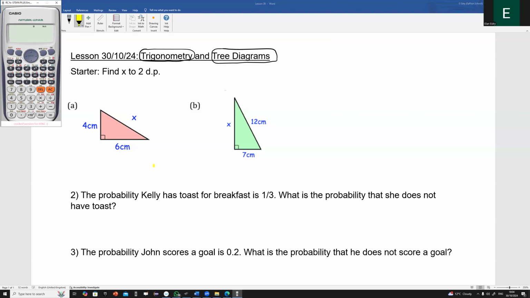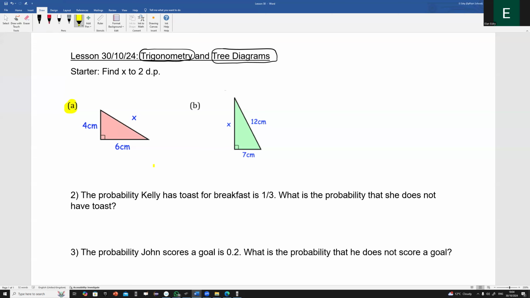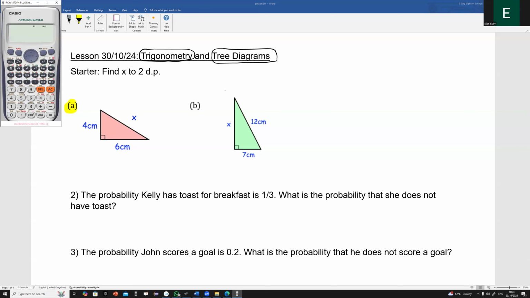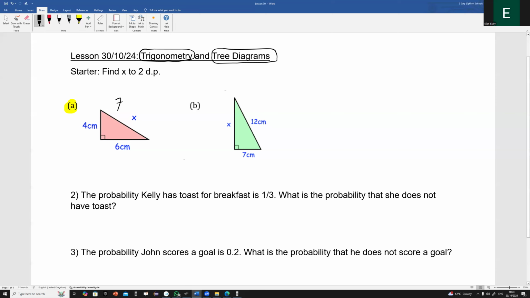Okay, so have you got an answer for A? What did we get for A? That's great. A should be 7.2 centimeters. That's brilliant. Because X is the longest side, the hypotenuse, you have to do 6 squared plus 4 squared and then square root it.